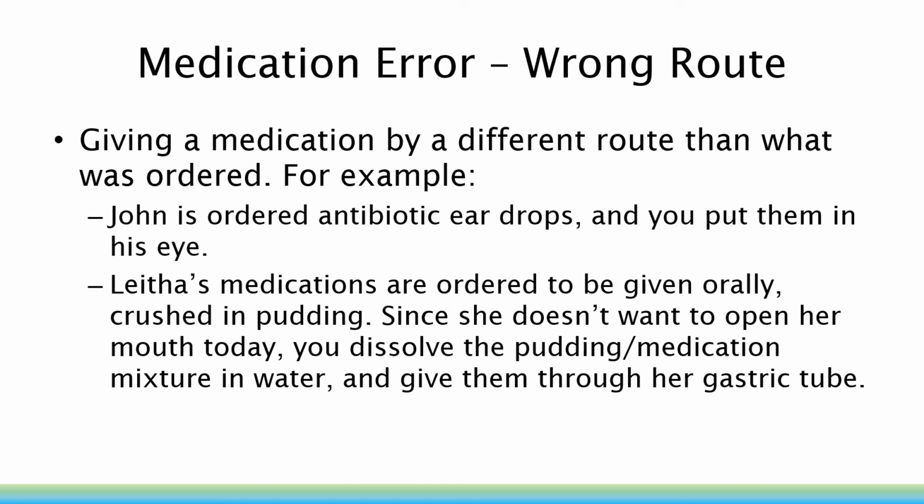Medication error, wrong route. Giving medication by a different route than it was ordered is a medication error. For example, if John is ordered an antibiotic eardrop and you put it in his eye, that would be a wrong route. Say a client's medication is ordered to be given orally in pudding. She does not want to open her mouth today, so you dissolve the pudding and medication in a mixture of water and give it to her in a gastric tube. That would be the wrong route error.